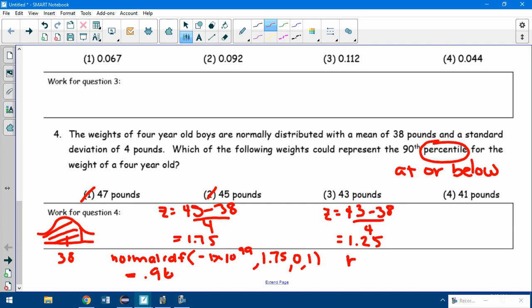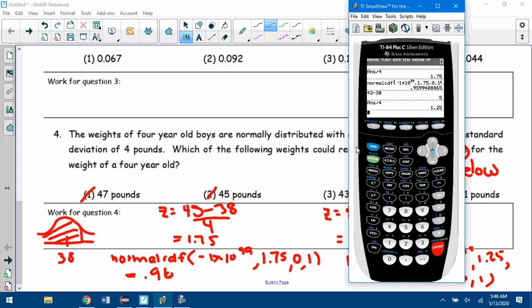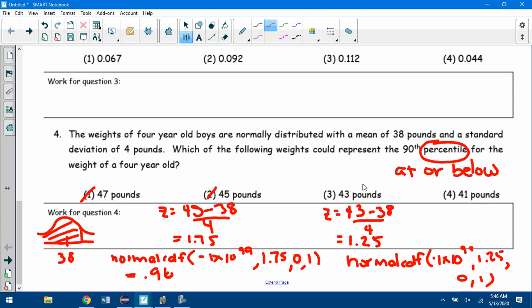So then we have normal CDF, negative infinity again, because we're going at or below. High would be 1.25, 0, 1. So we're going to have almost the exact same thing. The only thing that's changing is my upper value is 1.25 now. And that gives 0.894, that's about the 90th percentile.